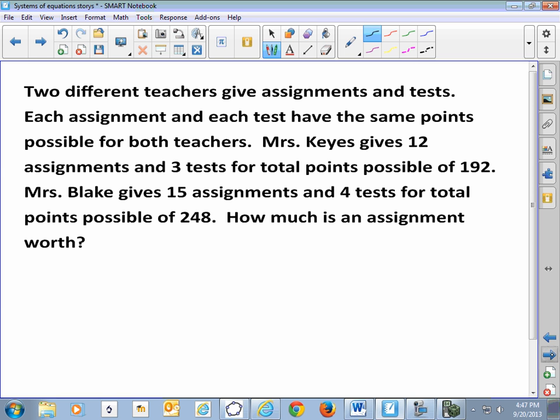Another example would be 2 different teachers give assignments and tests. Each assignment and each test have the same points possible for both teachers. Mrs. Kais gives 12 assignments and 3 tests for a total points possible of 192. Mrs. Blake gives 15 assignments and 4 tests for total points possible of 248. How much is an assignment worth?